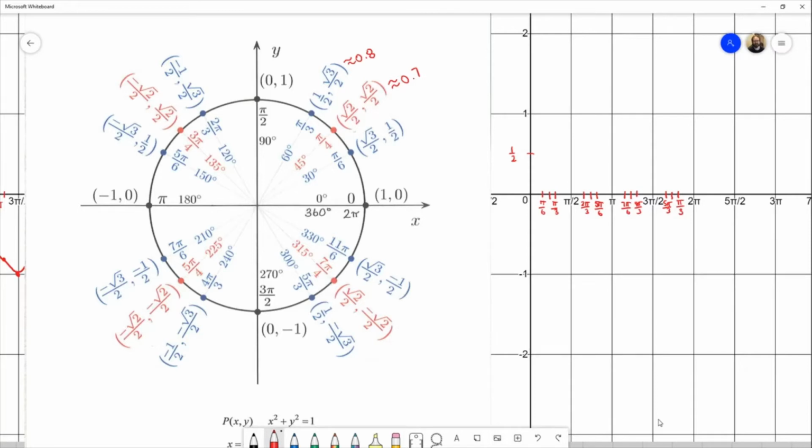On the y-axis, we've got 1/2. We have root 2 over 2 and root 3 over 2, along with negative 1/2, negative root 2 over 2, and negative root 3 over 2. Okay. We can start to plot points.